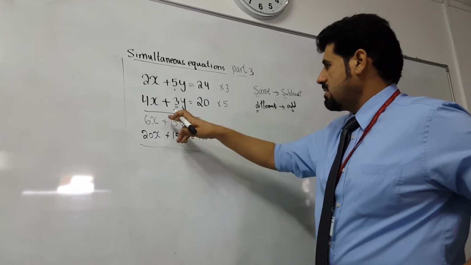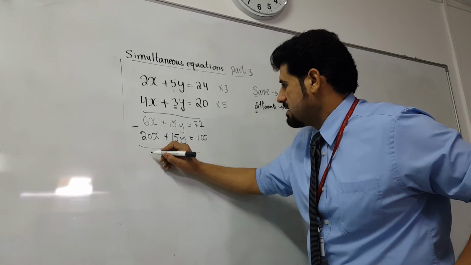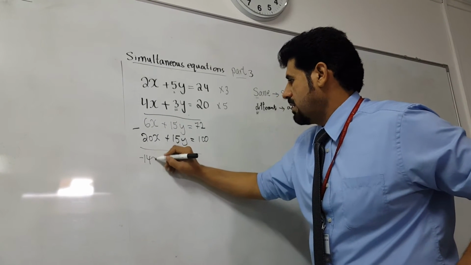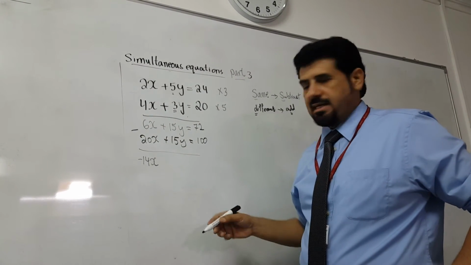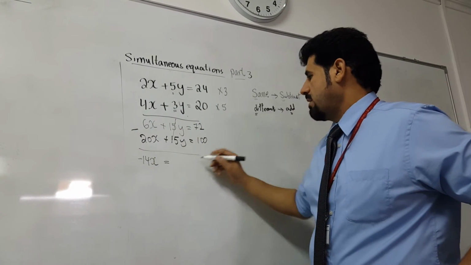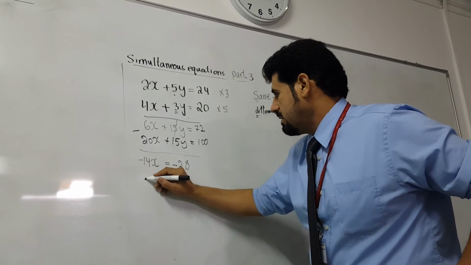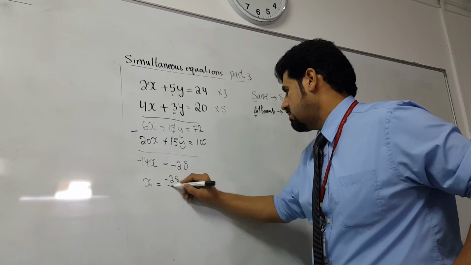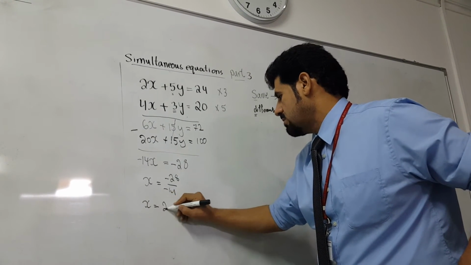I look at the common part, it's the same sign. I know I need to subtract. So 6x minus 20x is minus 14x. And 15y minus 15y will obviously cancel because it's 0. And then 72 minus 100 is minus 28. And now x is easy to find. Minus 28 over minus 14, x equals 2.